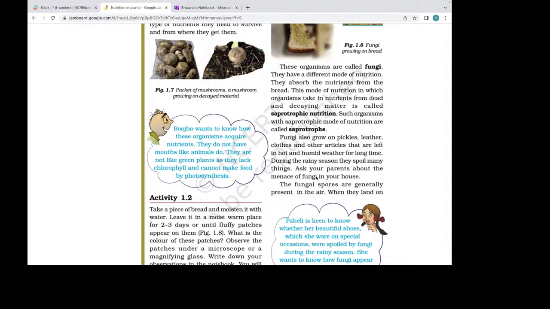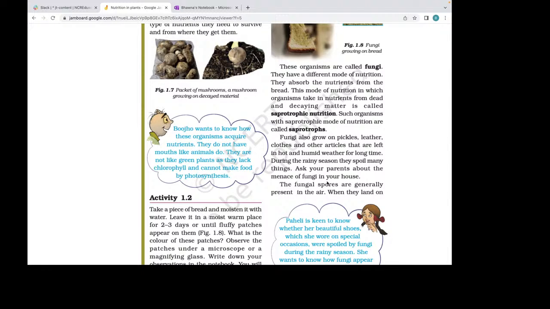ह्यूमिड वेदर कब होता है? जब बरसात होती है. बरसात जो सीज़न अभी फ़िलहाल चल रहा है, इस सीज़न में बहुत ज़्यादा ह्यूमिडिटी होती है और इसी सीज़न में सबसे ज़्यादा फंगाई देखने को मिलती है. Okay, so you can ask your parents about the menace of fungi in your house. आप पूछ सकते हैं because they encounter a lot of examples in their real life of fungi basically.